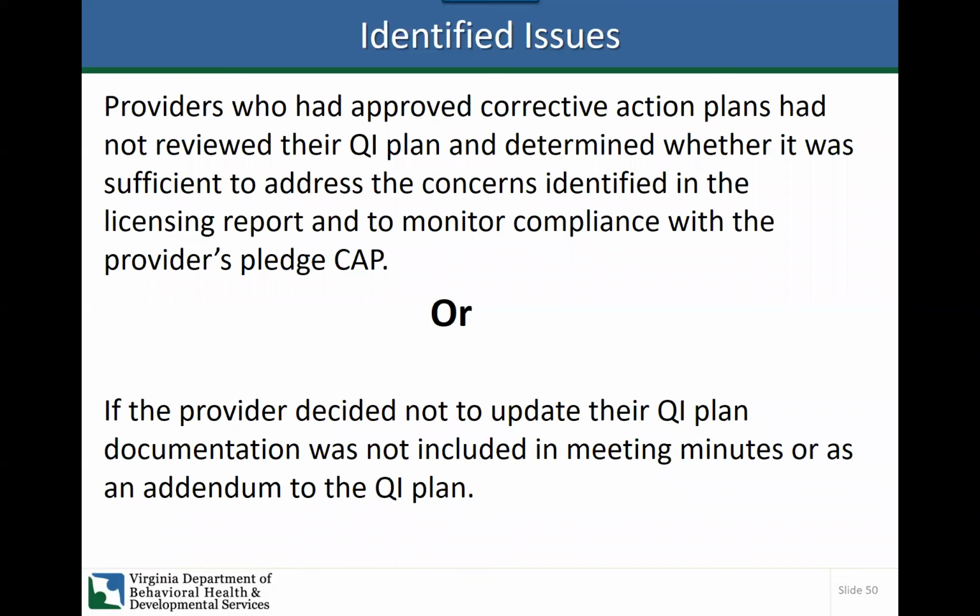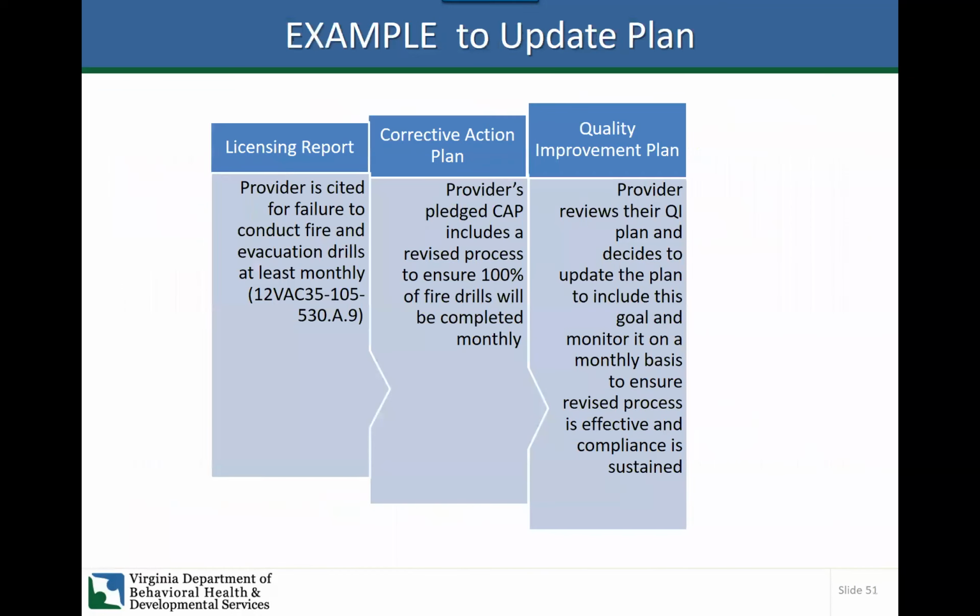So I tried to put out a couple examples on the next slides of how this would work. So this is kind of how the process works, right? A provider is cited for failure to conduct fire and evacuation drills at least monthly, pursuant to that regulation. They get their corrective action plan. They say they're going to have a revised process to ensure 100% of fire drills will be completed monthly. And then they review their QI plan and they say, you know what?